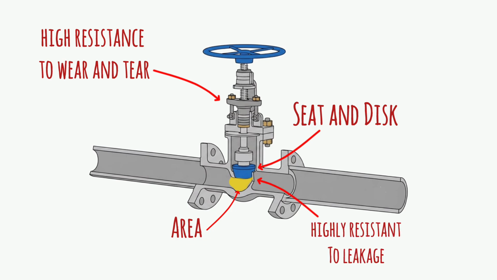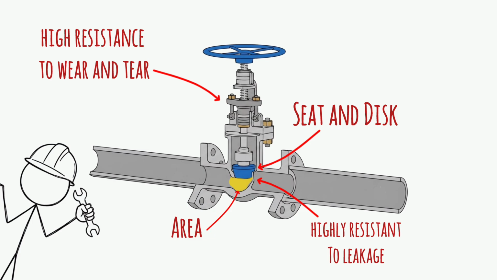They are also highly resistant to leakage. When a globe valve is completely closed, a tight and complete contact is established between the disc and the seat, bringing leakage down to the absolute minimum. And most importantly, maintenance is much easier compared to other manual flow control valves. In fact, you don't even need to remove them from the pipeline to perform repairs.